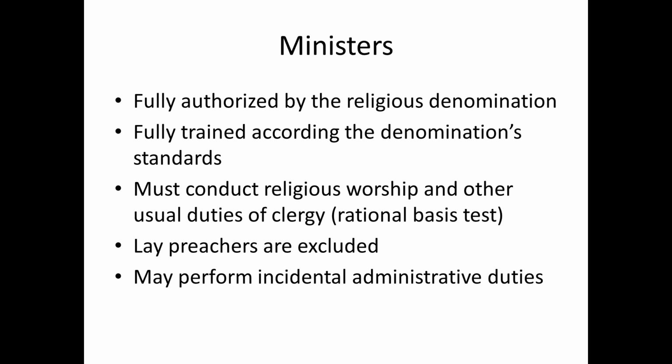Okay, ministers. So there's certain requirements for ministers, and the foreign national, let's say, has to meet the immigration requirements for ministers in order to apply under this category. Very often, or maybe not so often, but on a more infrequent basis, someone who qualifies for a minister at a particular denomination or a particular church will not qualify under the immigration laws. So under the immigration laws, the person has to be fully authorized by the religious denomination to perform normal clergy duties. Number two is they have to be trained. They have to be fully trained, complete all the training that the denomination requires. If the denomination has certain standards, they have to meet them. And they must conduct religious worship and other duties of the clergy, and this is really a rational basis test.